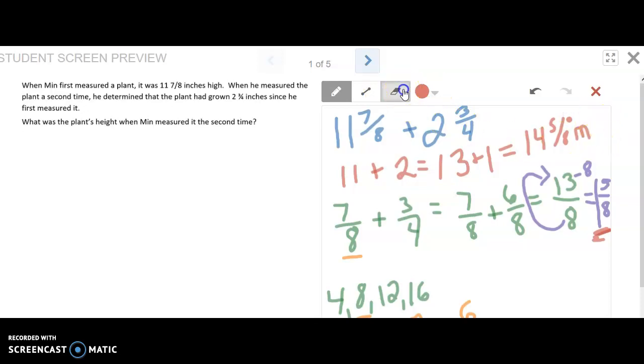Oh, that's supposed to be in inches. It didn't come out very nice, did it? Let's redo it. 14 5/8 inches tall. And that is the answer. Check your work against my work. On your Desmos whiteboard, change anything you need to change so that it looks like mine. If you have any questions, let me know.